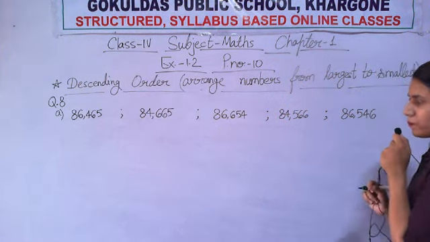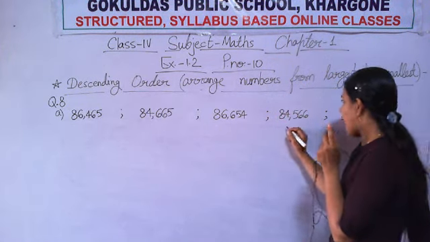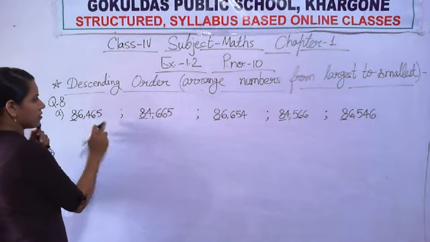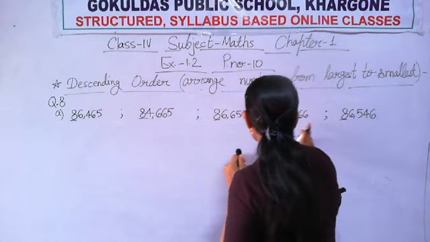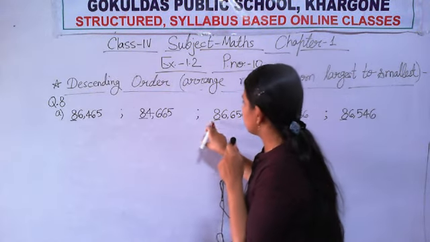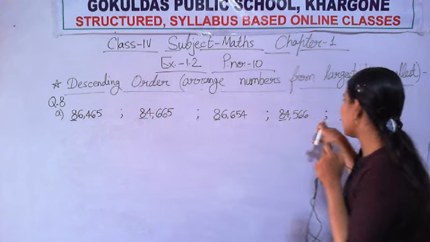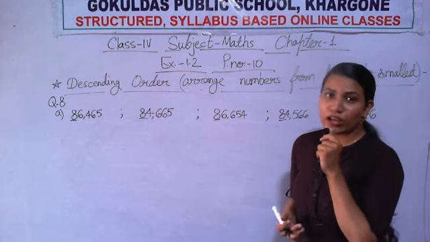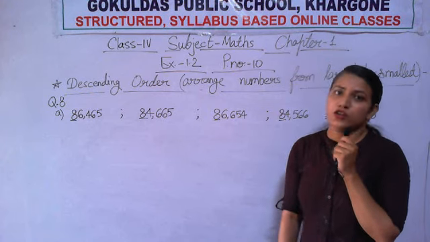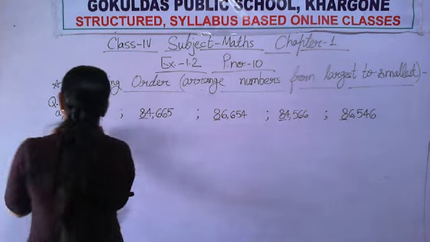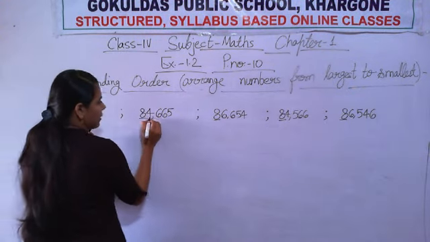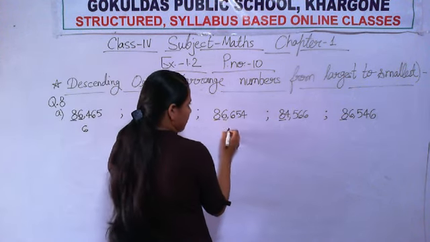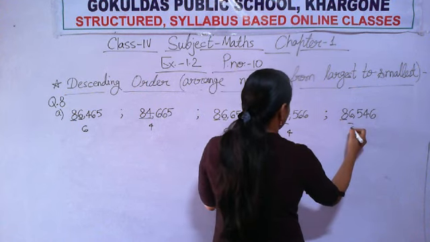So now what will we do? We will take the highest place digit. Here you can see that all the numbers have 8 at the highest place. Then again you cannot conclude which one is the greatest. So what will you do? You will check the next place. Here 6, here at next place 4, here 6, here 4 and here 6.